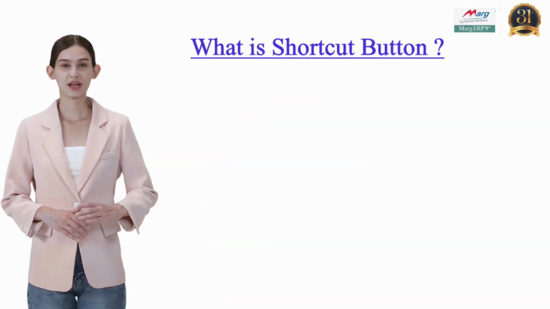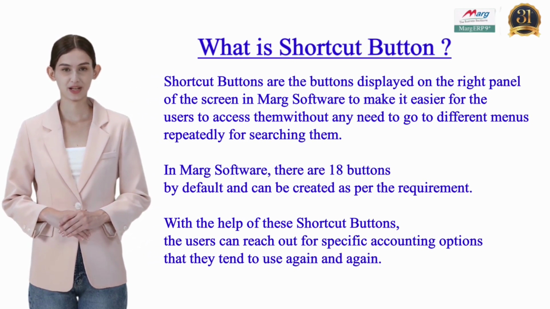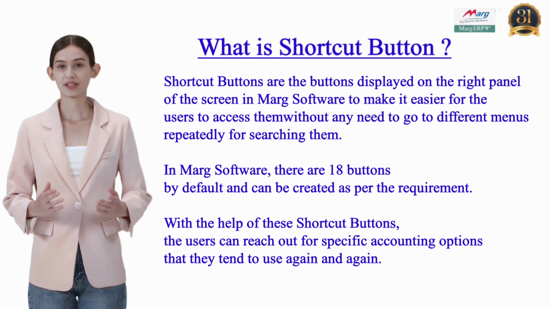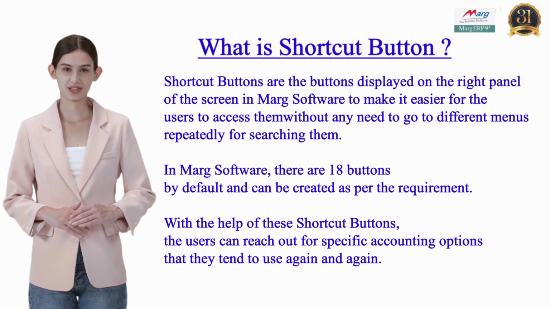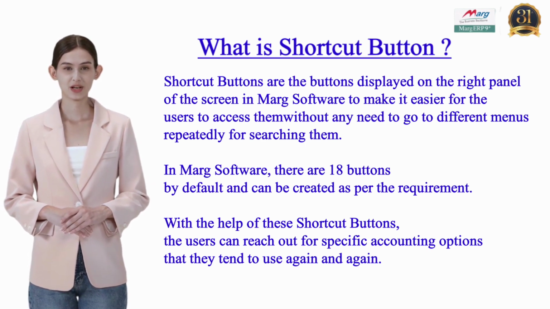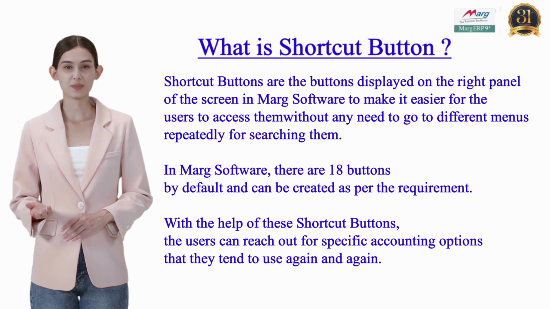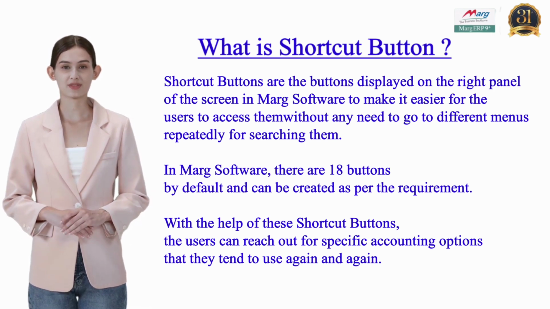So, what is a shortcut button? Shortcut buttons are the buttons displayed on the right panel of the screen in Marg Software to make it easier for the users to access them without any need to go to different menus repeatedly for searching them. In Marg Software, there are 18 buttons by default and they can be created as per the requirement. With the help of these shortcut buttons, the users can reach specific accounting options that they tend to use again and again. Now, let's see the process of creating a shortcut button in Marg Software.